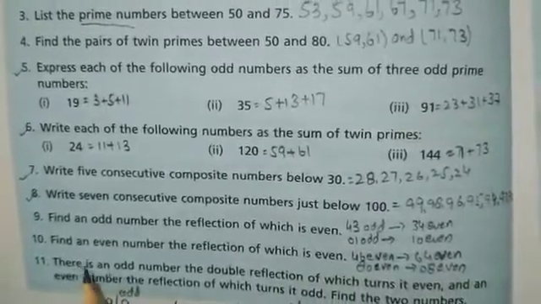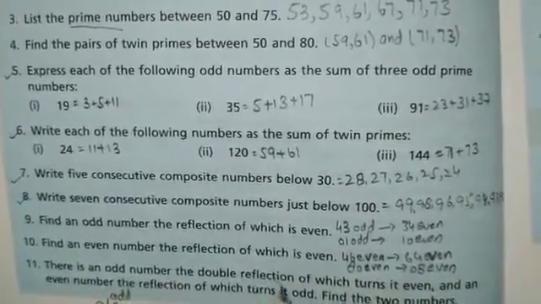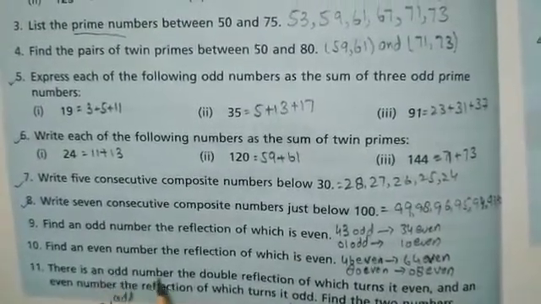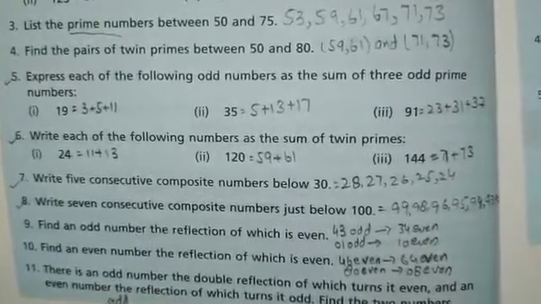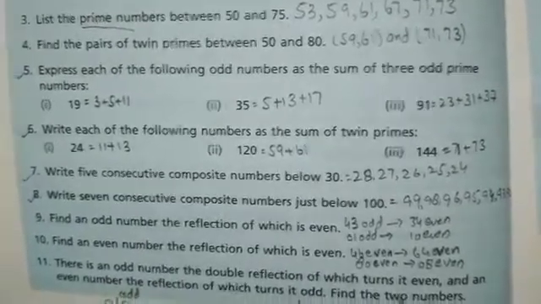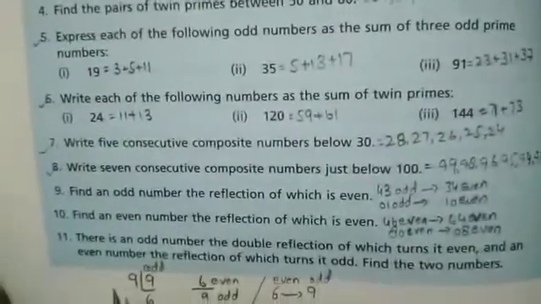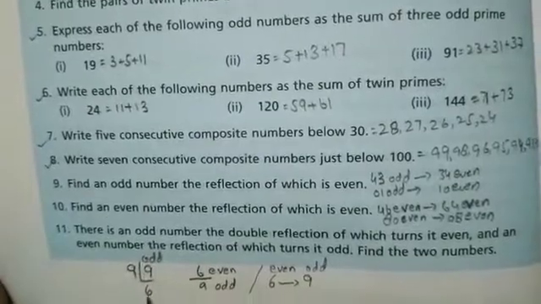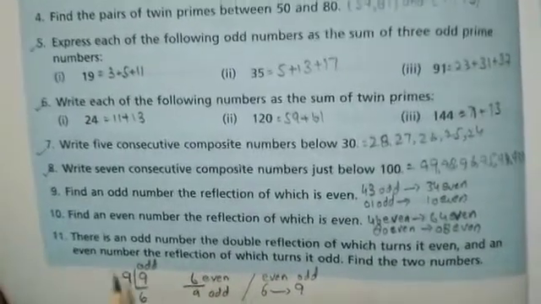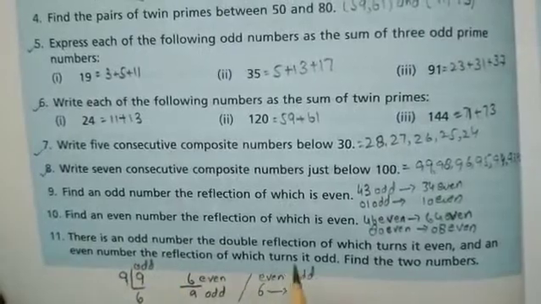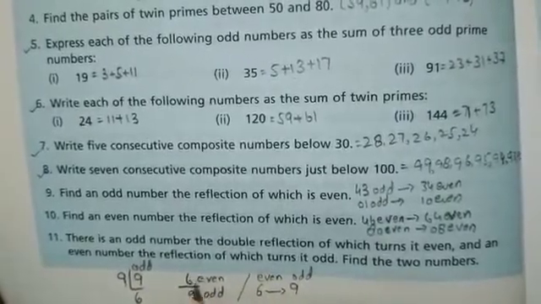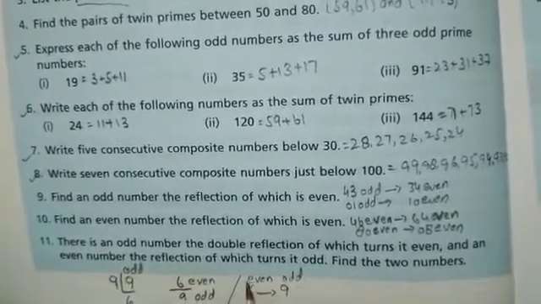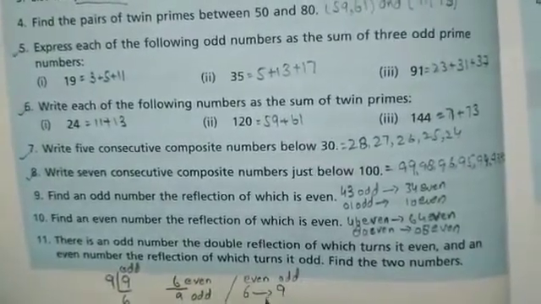Question number 11: find odd numbers whose double reflection turns out even. We take the odd number, double it once, and the second time we reflect it, and then it comes out even. This is an odd number, and after doubling and reflecting it becomes even: it is 6. And an even number whose reflection turns out odd: 6 is even, its reflection is 9, which is odd. And find the 2 numbers: 6 and 9 are the 2 numbers.